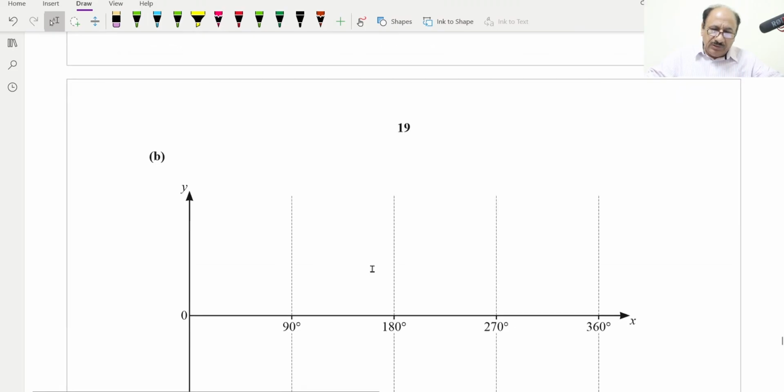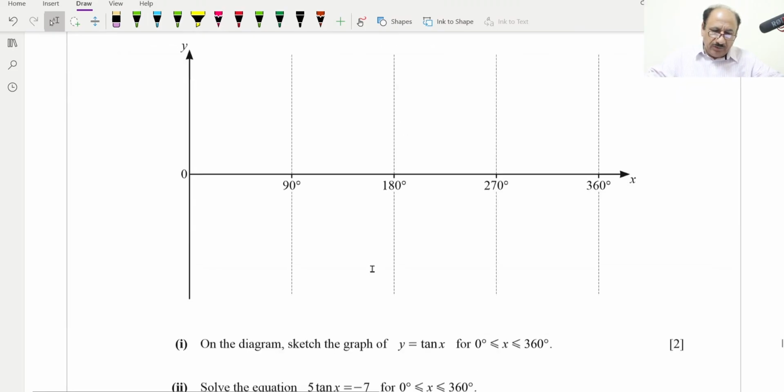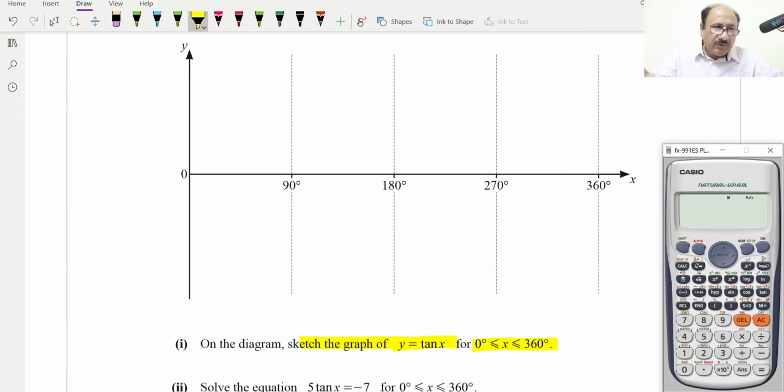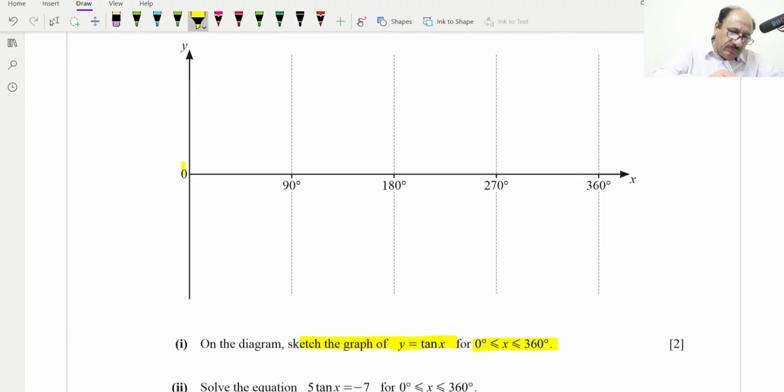Now this is the B part. The x values are provided on the diagram. Sketch the graph of y is equal to tan x from 0 to 360 degrees. Now for sketching this graph, we know that for tan 0, tan 0 will be equal to 0. So this will be the first point, and we can identify these points, first one being this one.